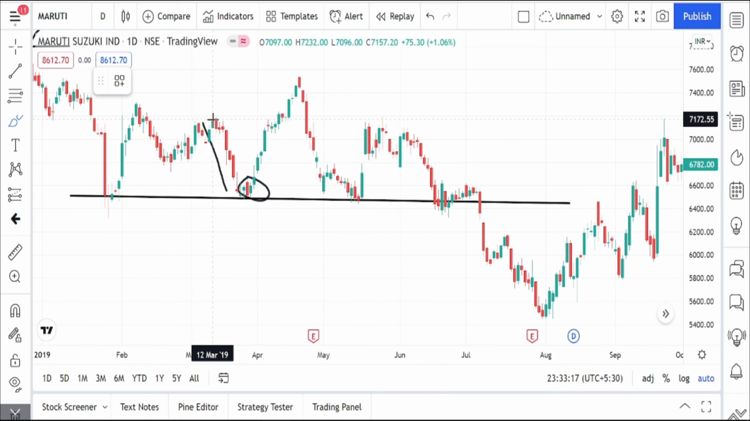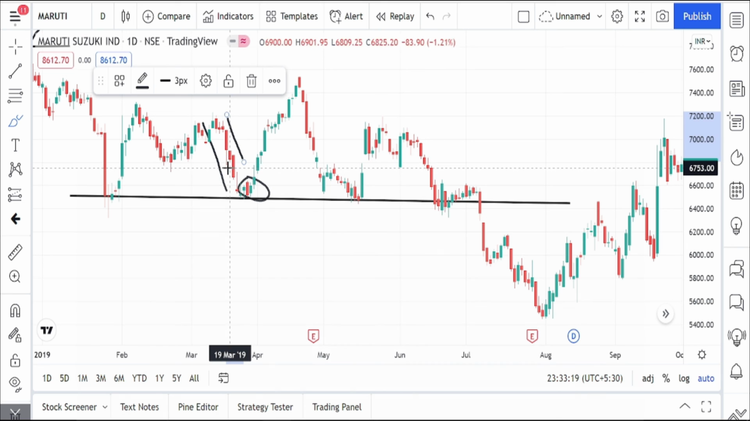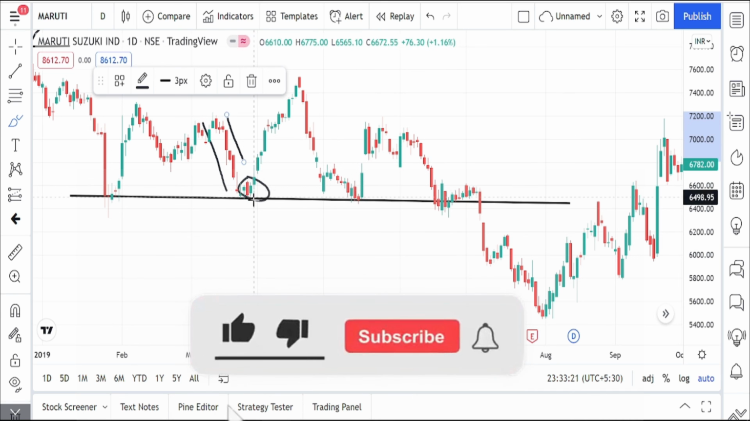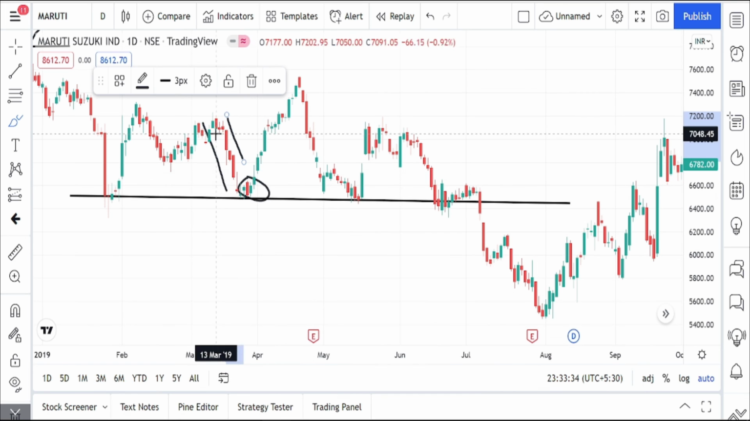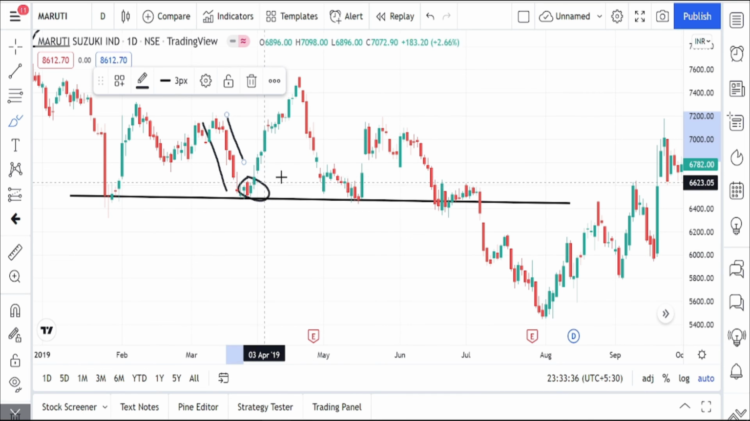The market has been in a downtrend for a couple of sessions, and at this support line we could see a bullish candle after the downward rally, right? This bullish candle indicates that there is a strong entry from buyers.